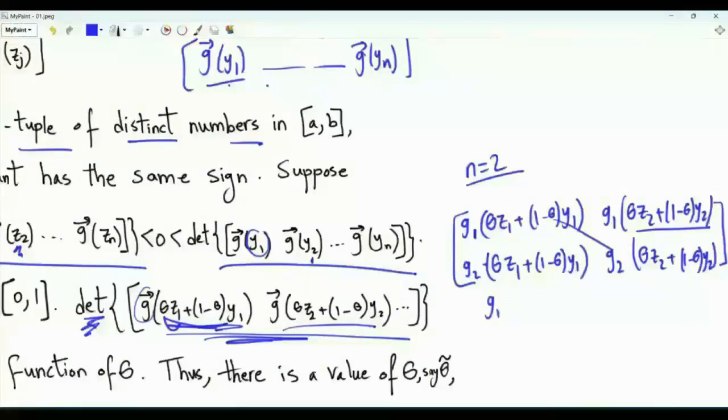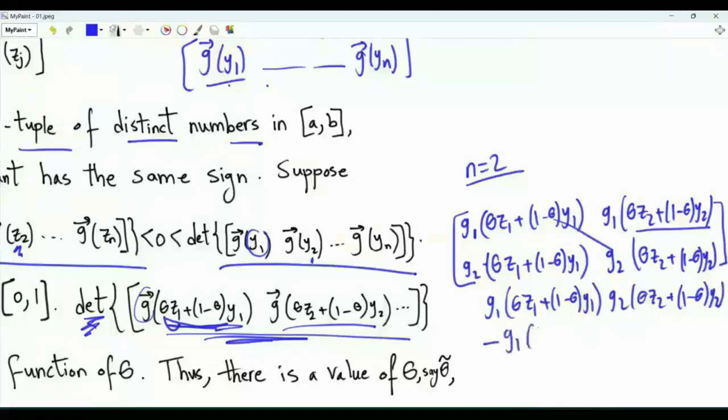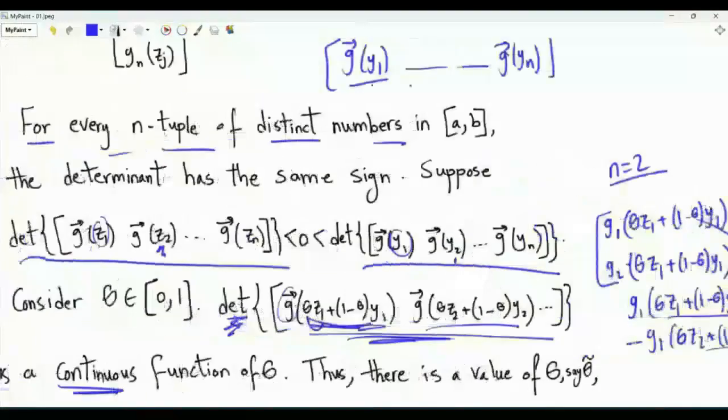It is the product of these two, g1 of theta z1 plus 1 minus theta y1 times g2 of theta z2 plus 1 minus theta y2, minus g1 of theta z2 plus 1 minus theta y2 times g2 of theta z1 plus 1 minus theta y1. Because the g functions are continuous functions and their arguments are affine functions of theta, the determinant, whether small n is 2 or any other positive integer, is a continuous function of theta.